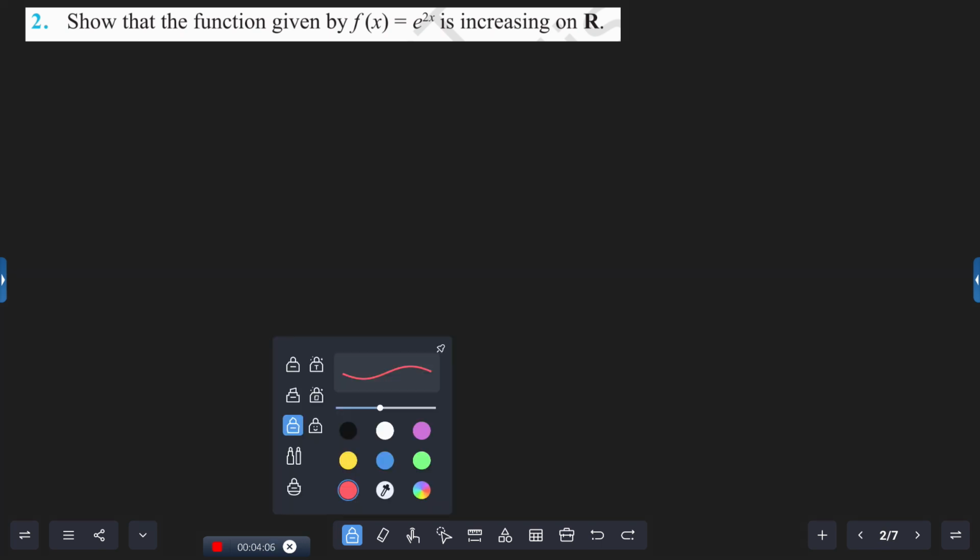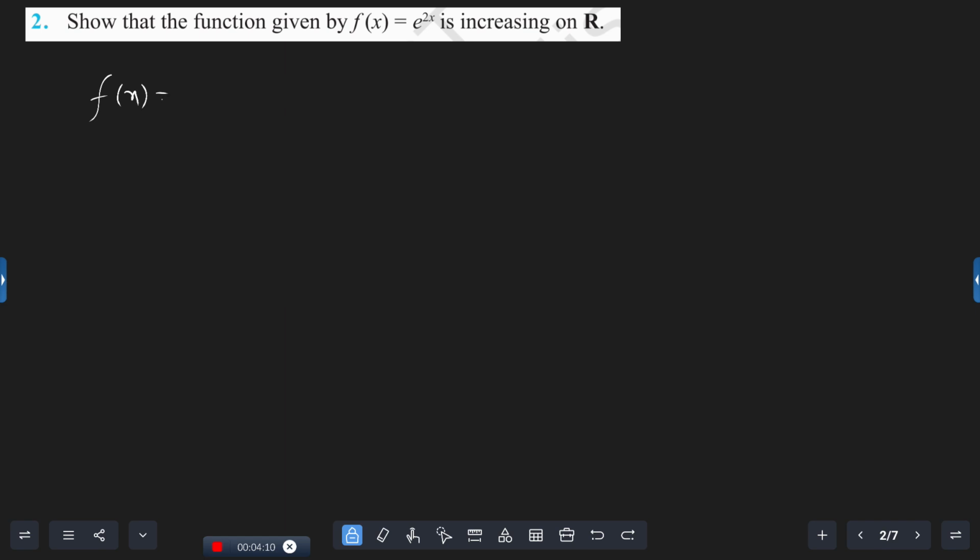Second question, just listen. Show that the function f of x equals e power 2x is increasing on the real numbers. That we have to show. Okay, is increasing on the real numbers we have to show. Now let's go with the derivative method. That is easy, I hope.